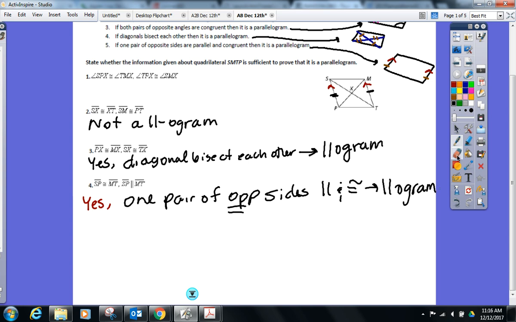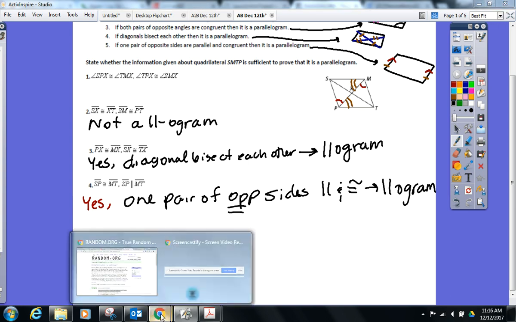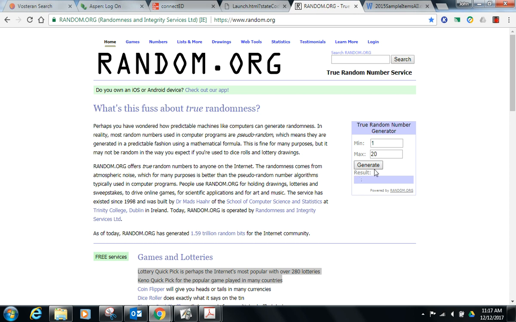Okay, I saved one for last because I didn't want the most confusing one to be first. SPX is congruent to TMX. Got it. And then TPX congruent to SMX. Do we think that's enough info to say it's a parallelogram? Because I think there's going to be some controversy here. I may have some yeses and I may have some nos. What do we think with those angles being congruent? Parallelogram or not? Just state your case here.